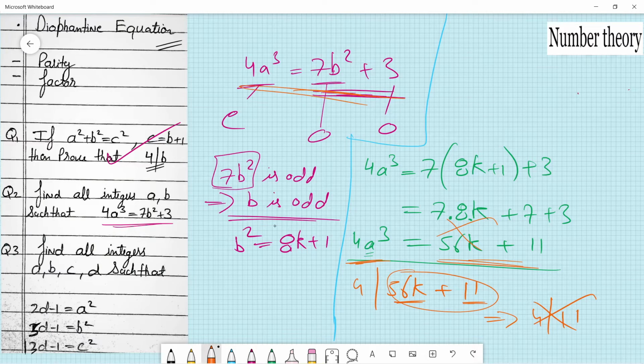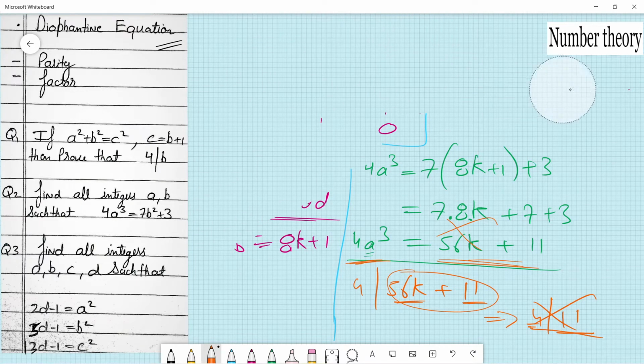After calculation we have come to the conclusion that for this equation to have a solution, 4 has to divide 11. 4 doesn't divide 11. So for that reason this equation cannot have any solution. So no solution is our answer. There are no integers a and b such that when we put them back into this equation it is satisfied. Okay, so we have solved our second problem.